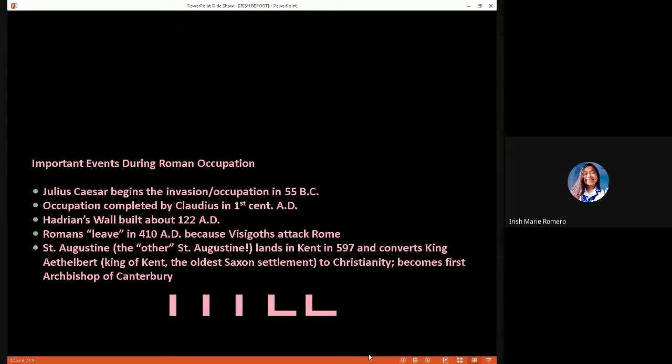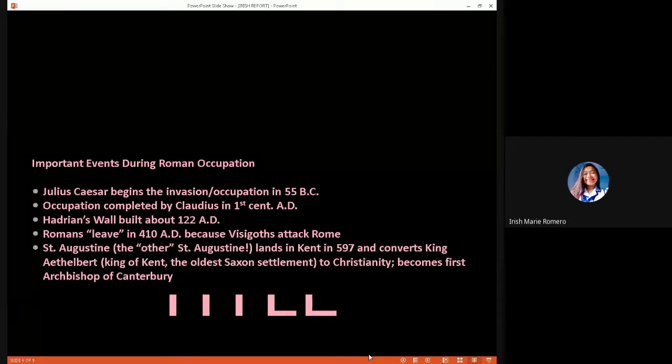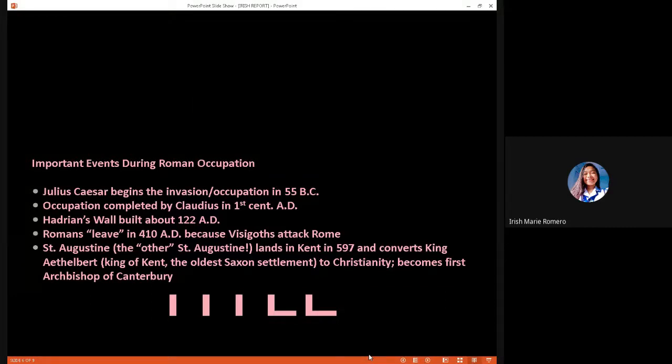So now let's proceed to the important events during Roman occupation. So some of you might be wondering, what is the connection, or how did the Roman invasion affect the development of the English language? Well, in fact, there is no direct linguistic connection po. Ang Roman occupation sa Britain, and all of its subsequent abandonment, set the stage for the most important invasion, which we will be discussing for today, yung Anglo-Saxons, which provided a huge foundation of the English language and poetries.